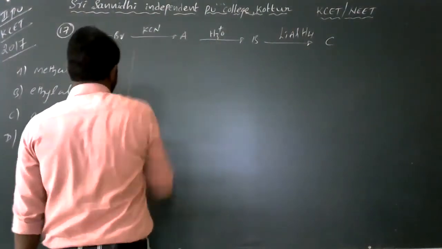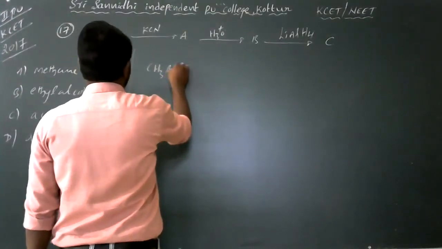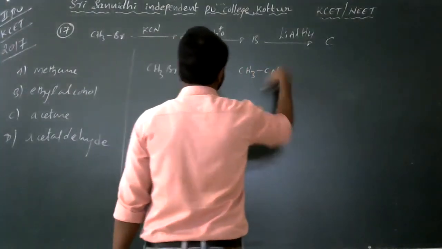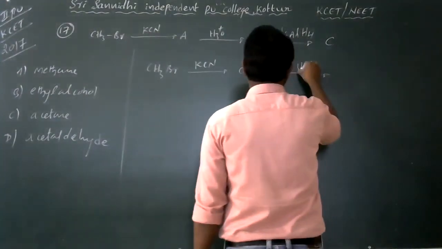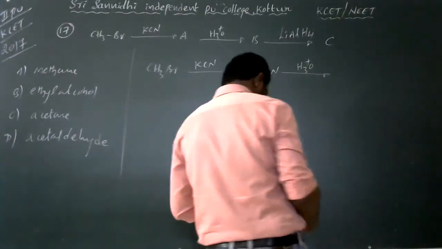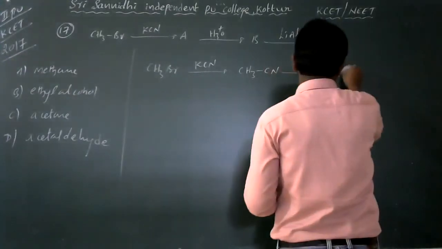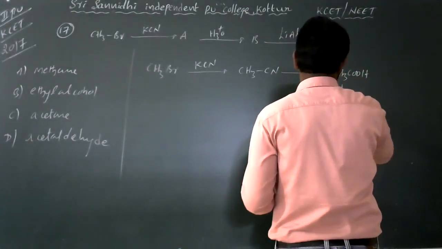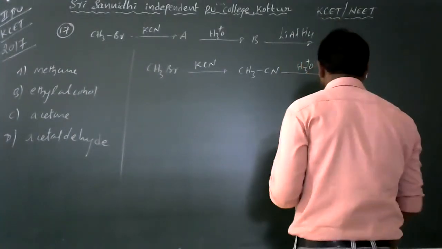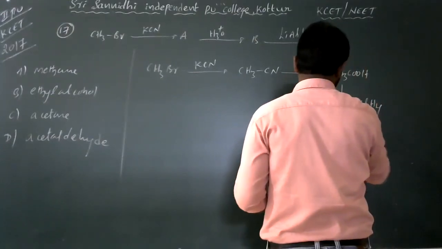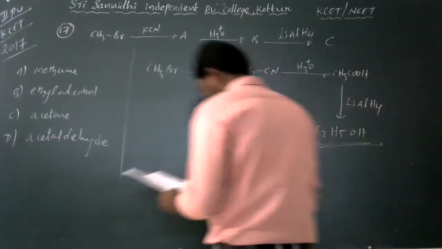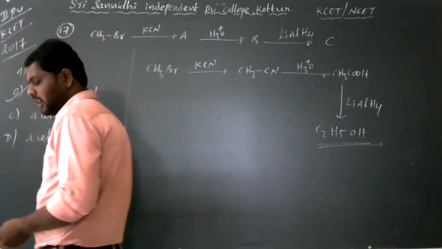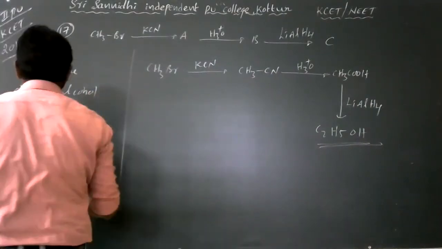So the first reaction you have to observe. CH3Br, treated with KCN, gives CH3CN, right. Ethane nitrile is formed. On hydrolysis, ethane nitrile gives carboxylic acid, that is CH3COOH is formed. This CH3COOH undergoes reduction with LiAlH4, right, which gives C2H5OH alcohol. CH3CH2OH is called ethyl alcohol, so option B is the right answer. So ethyl alcohol is formed here. The next one.